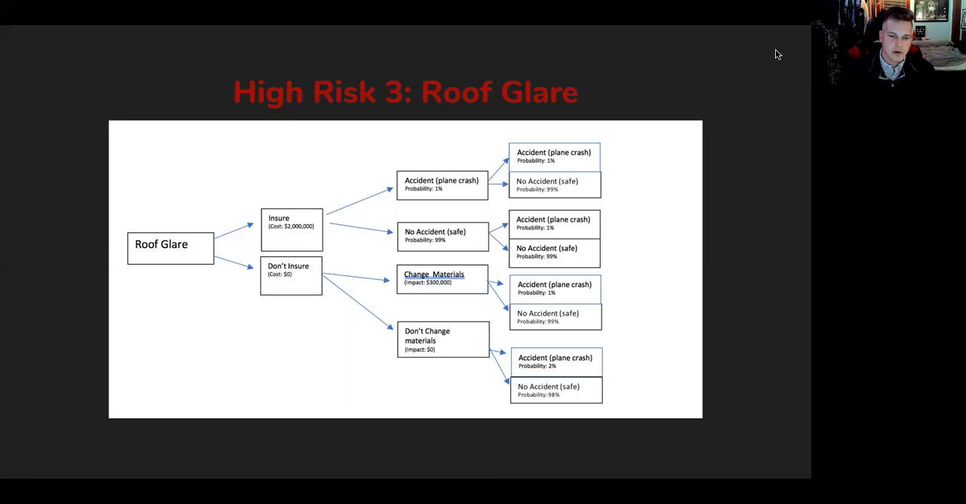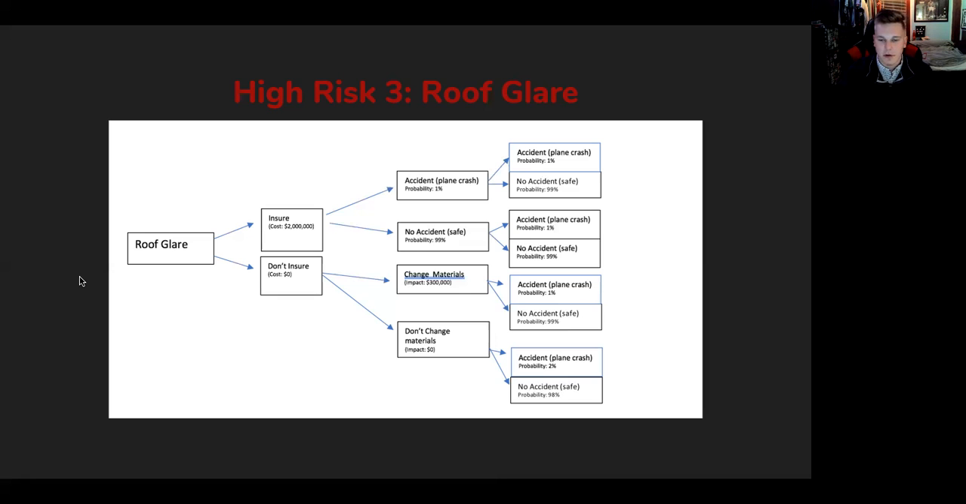How we broke it down is we looked at whether we want to insure or don't insure. As shown here, the cost of insurance would be around $2 million. If you don't insure, there's nothing. Now, the probability of an accident happening, a plane crashing, is about 1%, not very likely. The probability of not happening, 99%. On the other hand, if we are insured and an accident happens, either way, we're covered because we're insured.